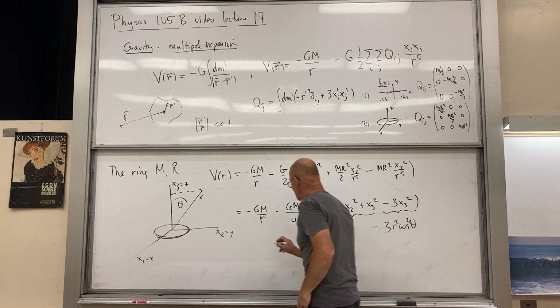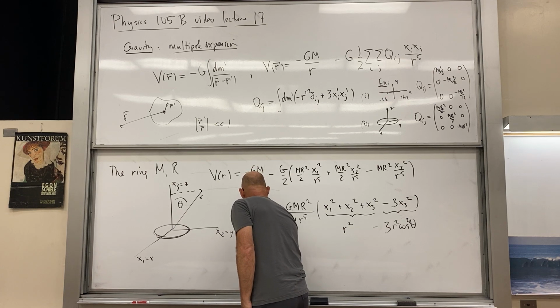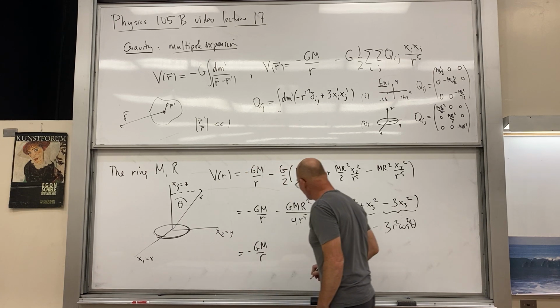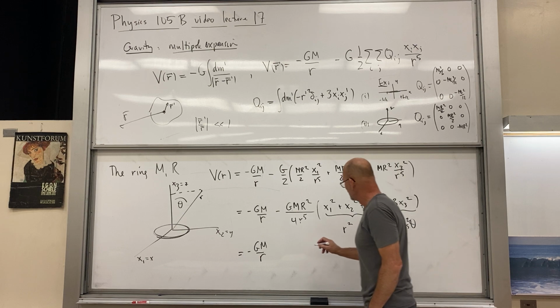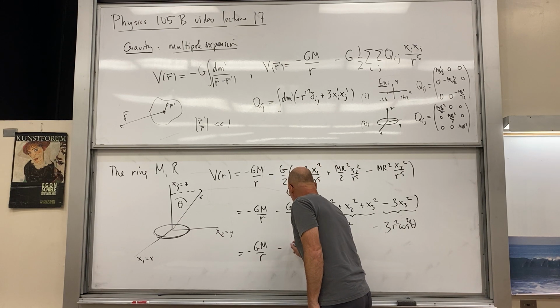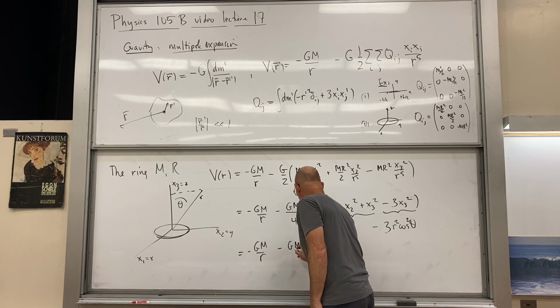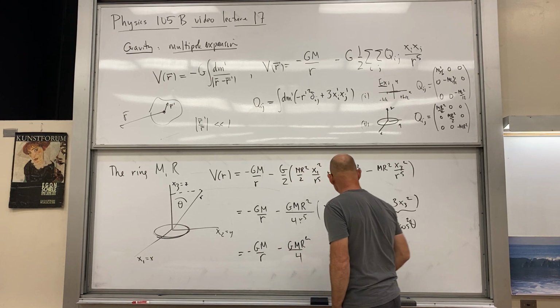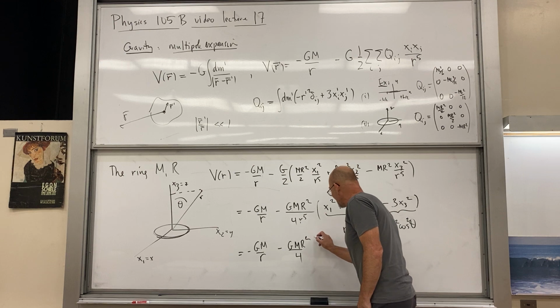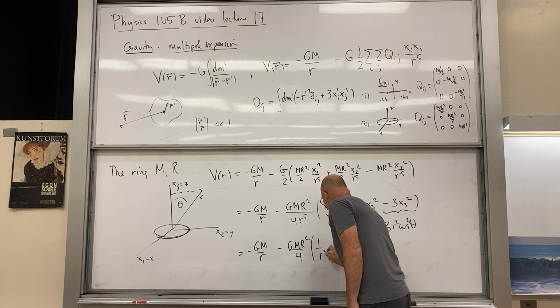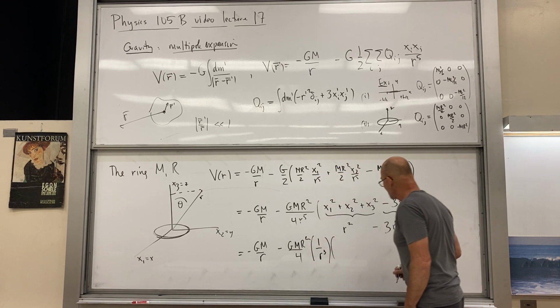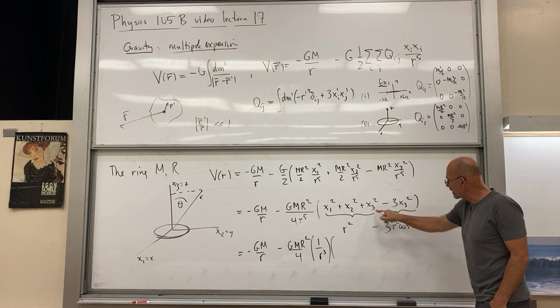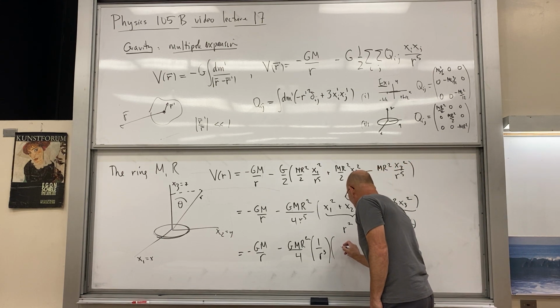We're going to have V equals minus GM over r. That's their point source. And then we have minus GM R squared over 4. Then I have a 1 over r cubed. And I'm left with, so pull up the r squared, 1 minus 3 cosine squared theta.